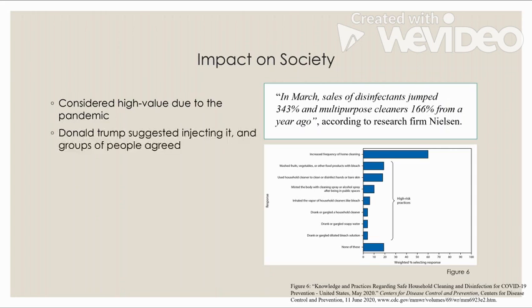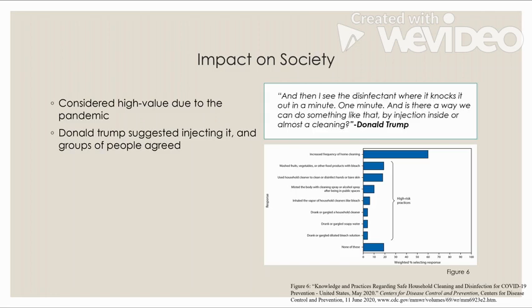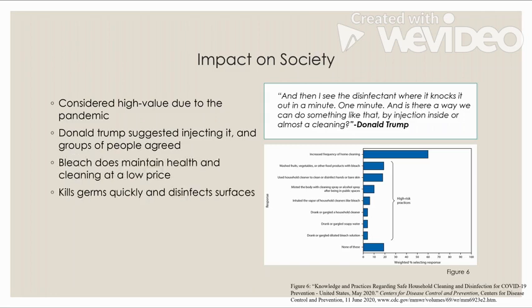Bleach also impacted society in a controversial way when Donald Trump suggested injecting bleach to stop COVID. Society does not depend on bleach for functioning, but it helps with maintaining health and cleaning at a low price. Bleach also impacts lifestyle by being able to easily and quickly kill germs and disinfecting surfaces in schools, homes, and stores.